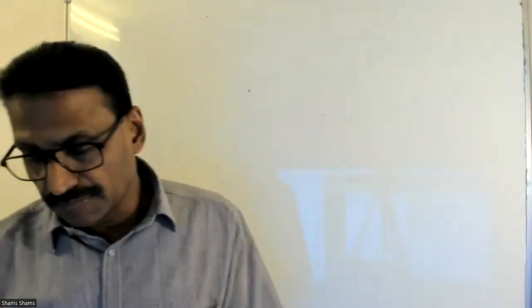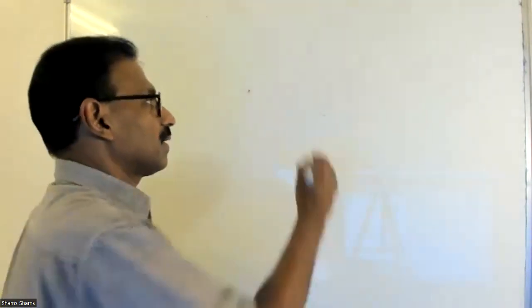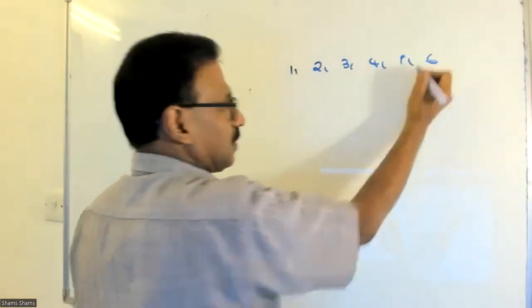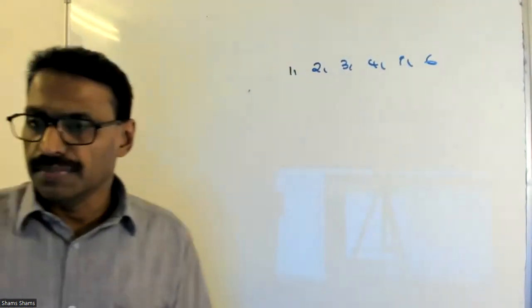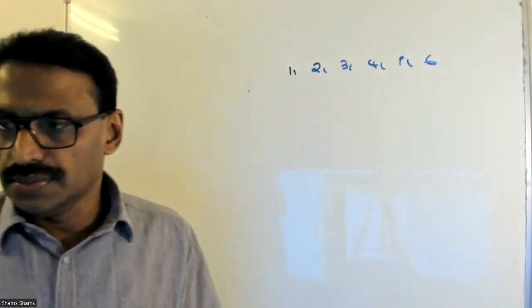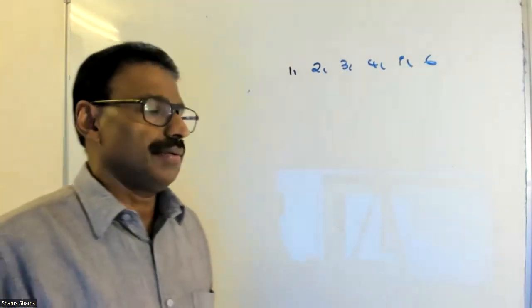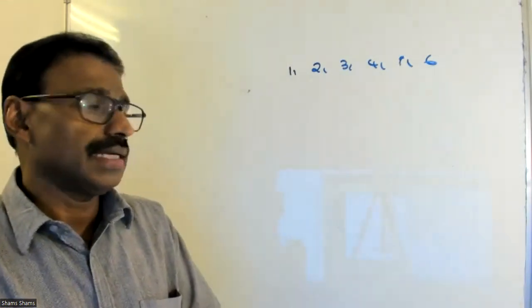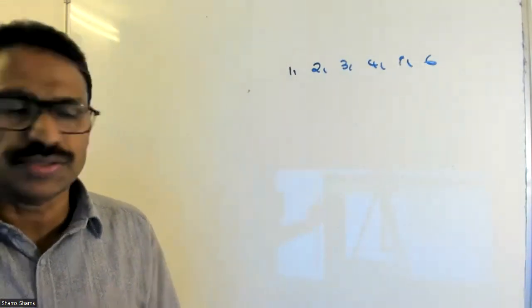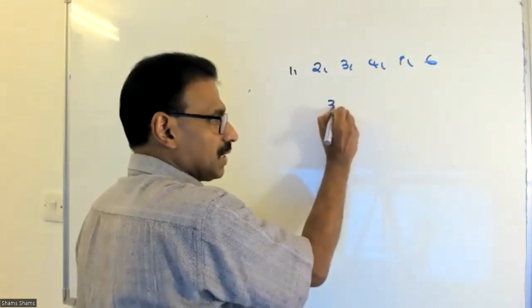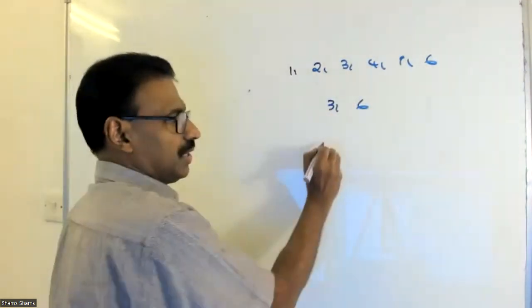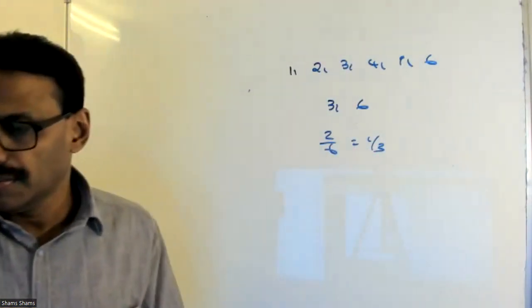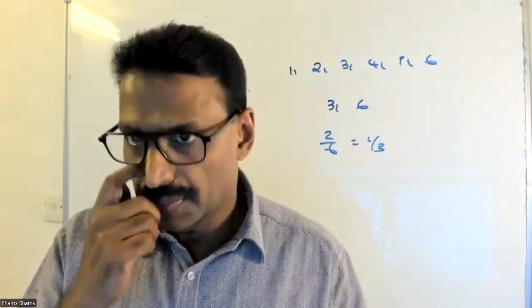Okay, second question. A multiple of 3. Total outcomes 1, 2, 3, 4, 5, 6. John, Jason, which are the multiples of 3? So 3 and 6. You write multiple of 3 is 3, 6. So that is 2/6. So that is 1/3. Okay. Right. Simple. Very simple.